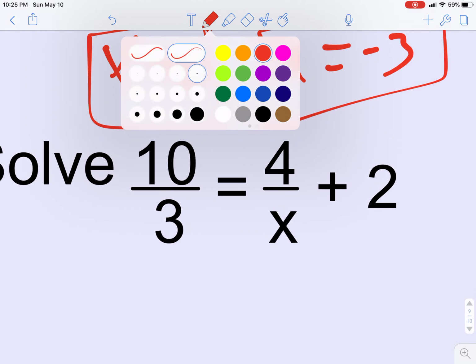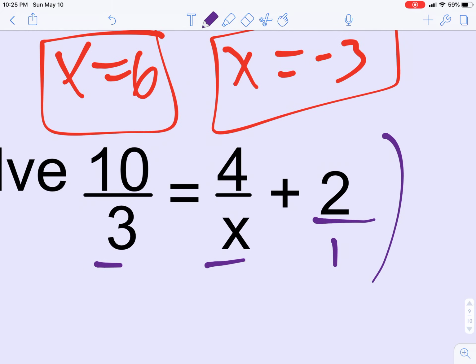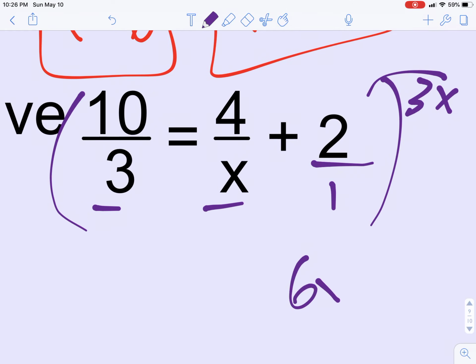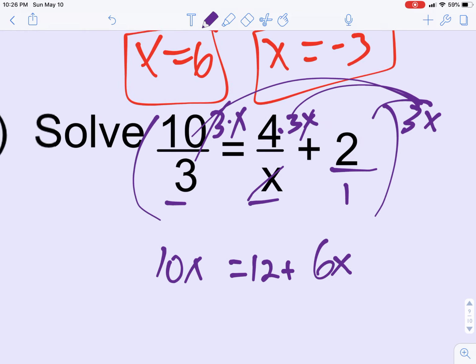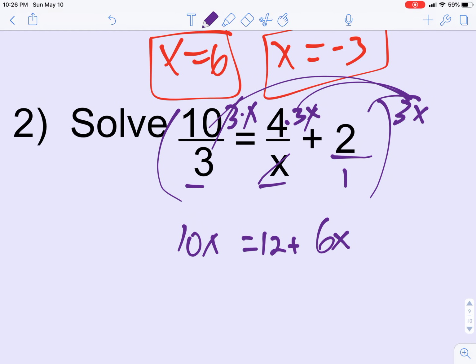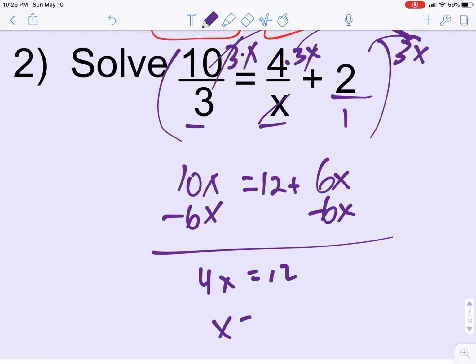All right. This one. 3 and x are the magic numbers in this case. We're going to multiply everything by 3x. That's going to give us 6x. Multiply this by 3x. The x's cancel out, so we're going to be left with 12. Multiply over here. The 3's cancel out. We're left with 10x. It's not quadratic, so just get the x's on one side. We get 4x is equal to 12. Divide by 4, x is equal to 3.